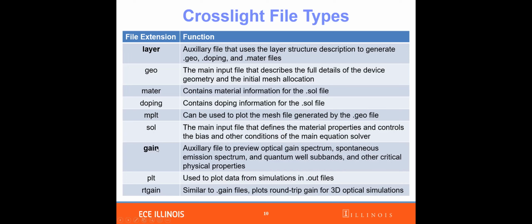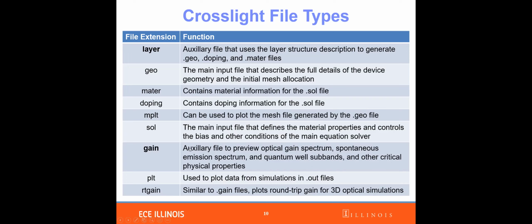A gain file is like a simplified version of the solution file. So in this lecture, we are going to use the gain file to tell the program what kind of model we want to apply.